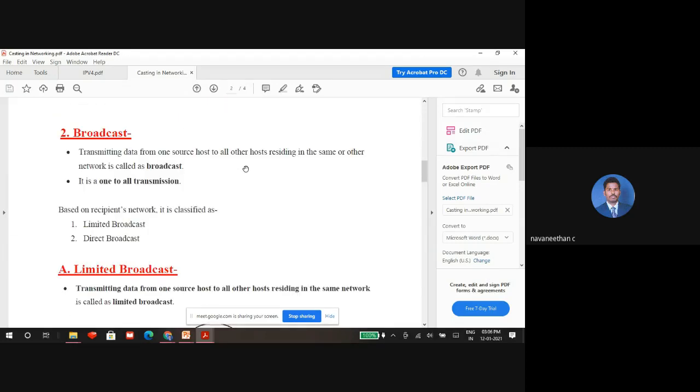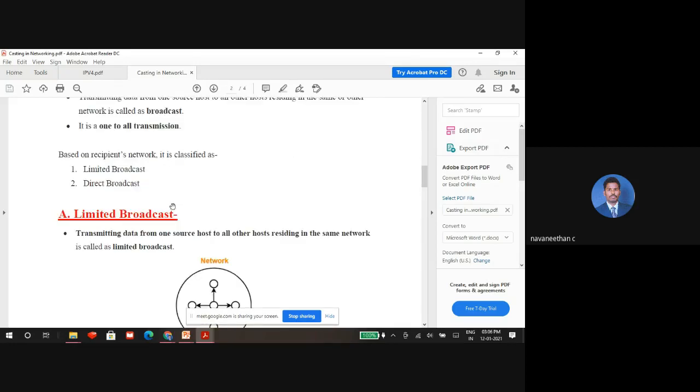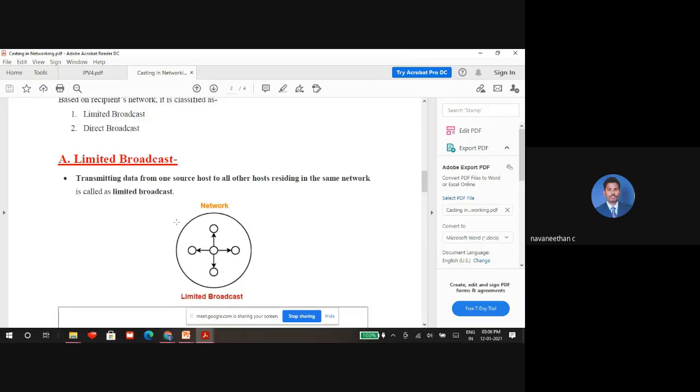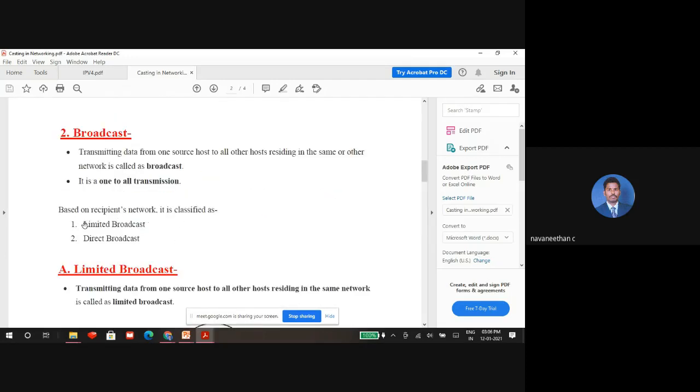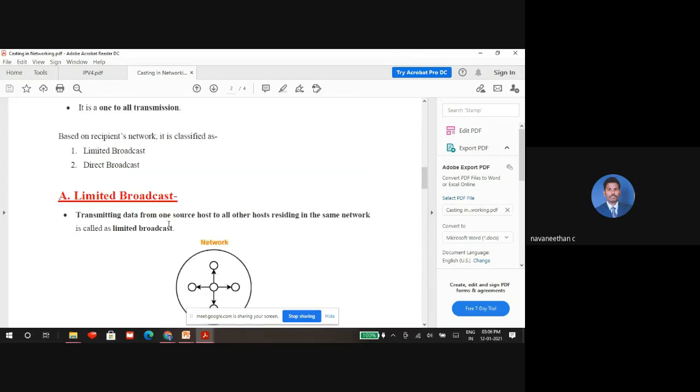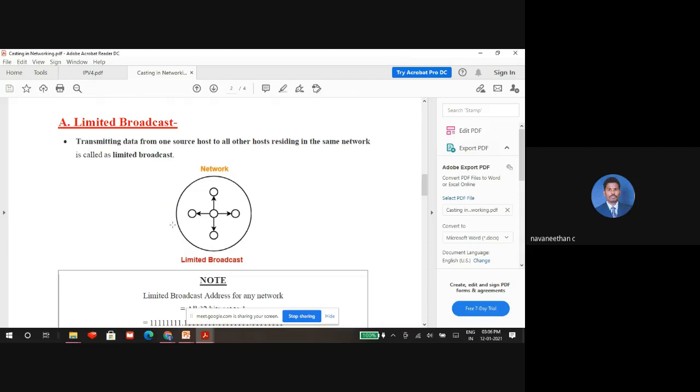Broadcast is one to all. Here broadcast is classified into two different types, limited and direct. You might have studied broadcast, but not heard of these different types. Limited means transmitting data from one source host to all other hosts residing in the same network. Keep in mind it has to be in the same network, then it is called limited broadcast. In simple terms, if all the values are one, that is limited broadcast.